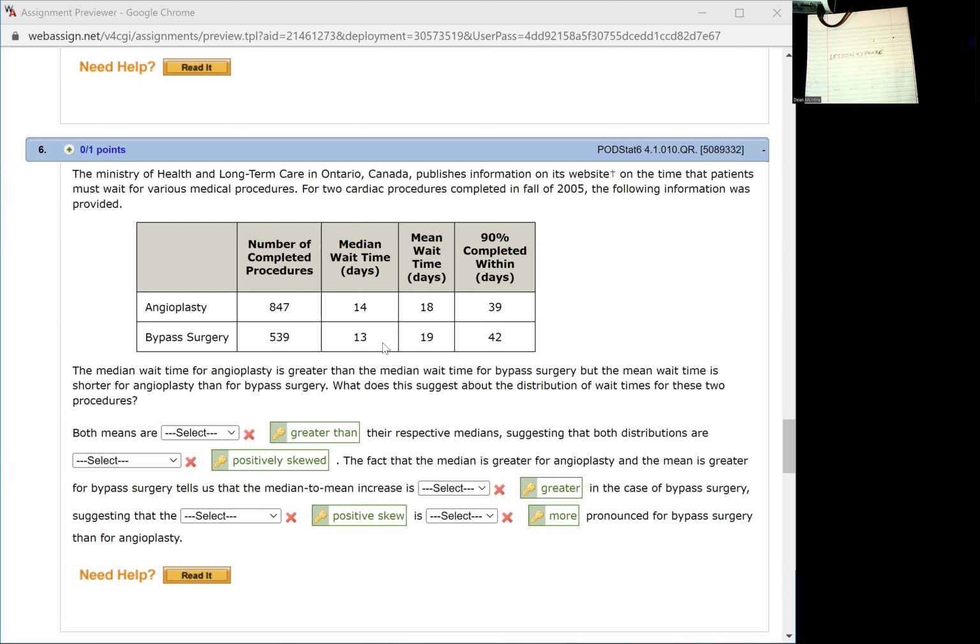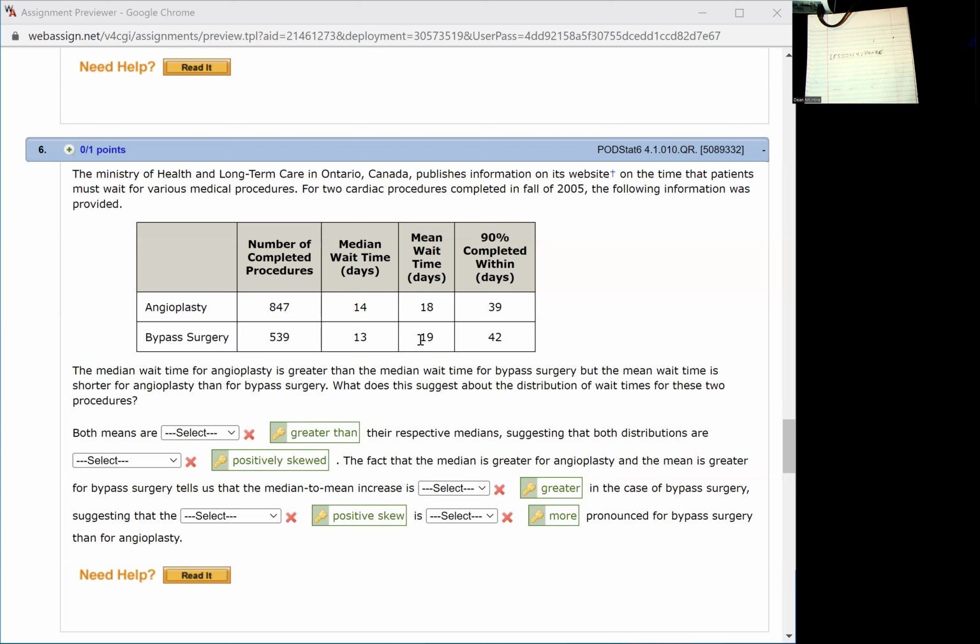Since the mean of 19 is greater than the median of 13, we say that the distribution for the bypass surgery is positively skewed, okay? We can just see that from here. And that's a review of what we've already talked about.